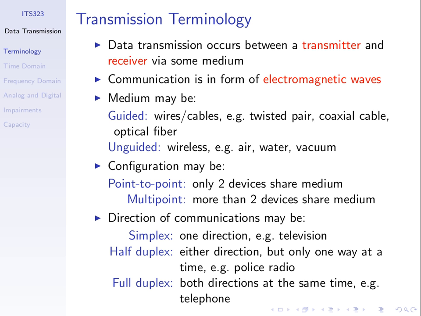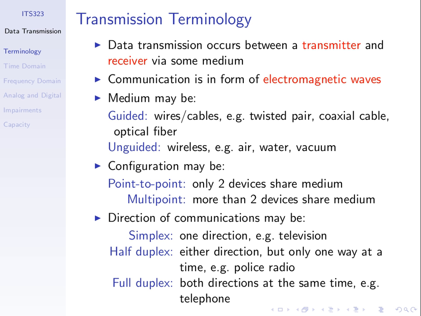Another way we can classify communication links is about their configuration, how they are configured. We can say a link or a medium is point-to-point or point-to-multipoint or simply multipoint. Point-to-point is when there's just two devices attached to that medium, two devices sharing that medium.